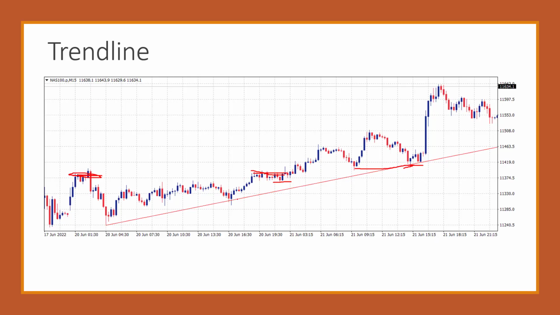There's been multiple touches around that level, so you've now got a fairly strong support and you've got the trend line, and that's why you can see we've had a very strong bounce off of that level. So that is how a trend line works.